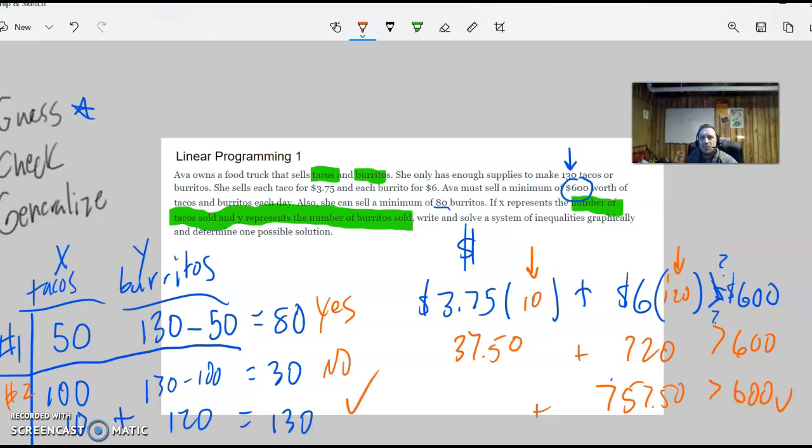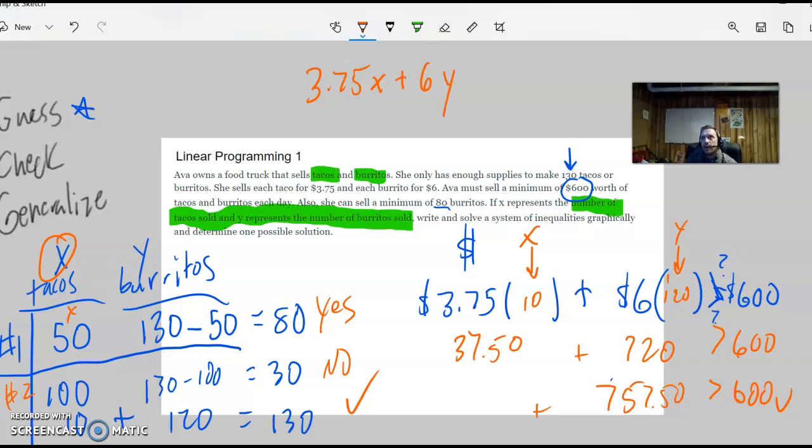All right, so now think about what we're trying to do here. I said X was my tacos, and so when I guessed my taco number, I plugged it right in here into this equation. When I guessed my burrito number, I plugged it right in here into this equation. And so instead of guessing 10 and 120, we could rewrite this with our variables. So we could say $3.75 times every taco plus $6 times every burrito, right?